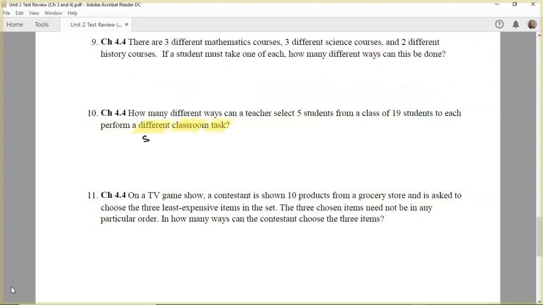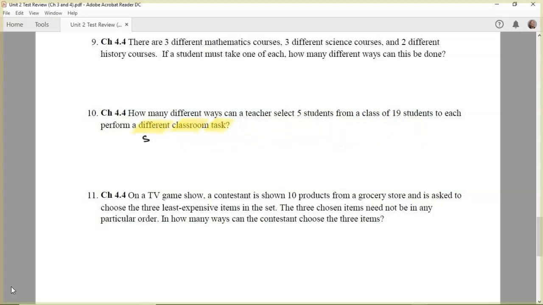For number 10, the question says how many different ways can a teacher select 5 students from a class of 19 students to each perform a different task? So this is where we look at, is this a combination or is it a permutation? How do I know? What does the wording tell me? Well, I am selecting only 5 of the students to do the different tasks, but I have 19 to choose from.